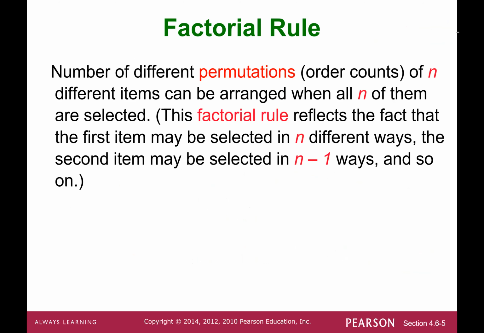So let's take a look at the number of different permutations of n different items that can be arranged when all n of them are selected. The factorial rule reflects that the first item may be selected in n different ways, the second item may be selected in n minus 1 ways, and so on. Think about this. Let's say we have 5 students. We are sitting 5 students in 5 chairs.